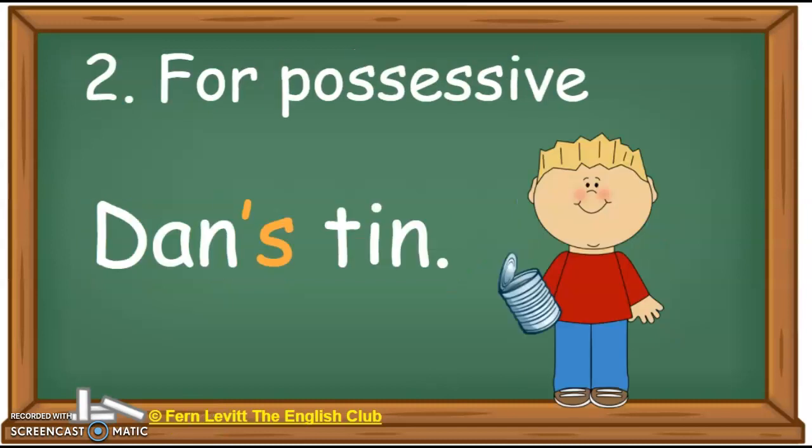The other reason we have an apostrophe S at the end of the word is for possessive, like Dan's tin. This tin belongs to Dan. Apostrophe S in this case is for possessive. Dan's tin. The tin belongs to Dan.